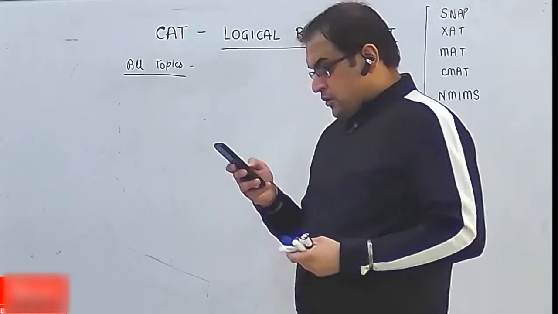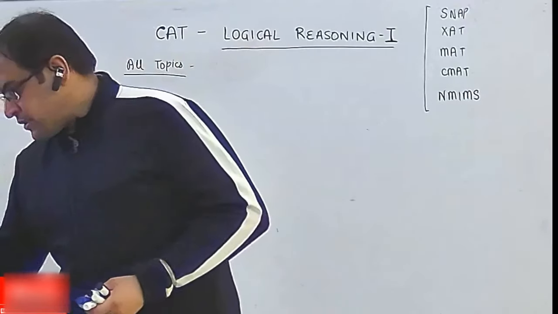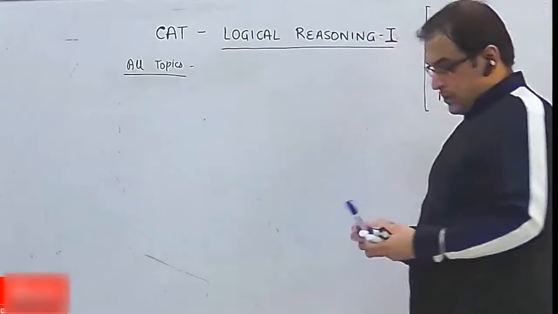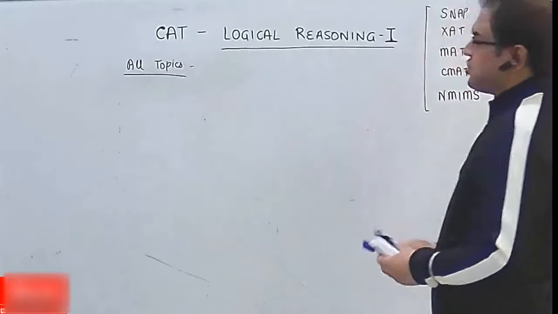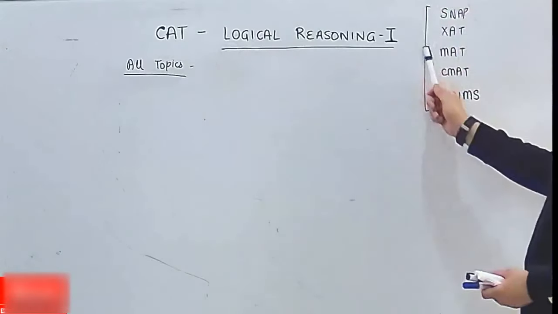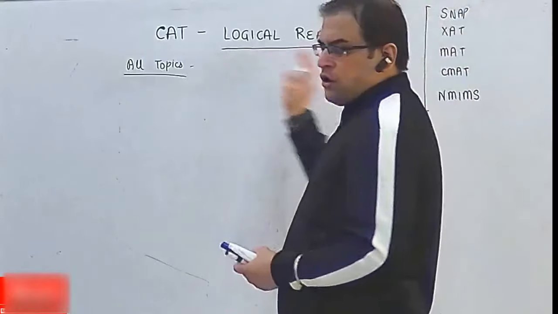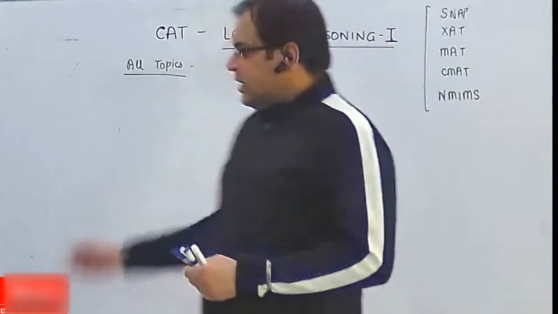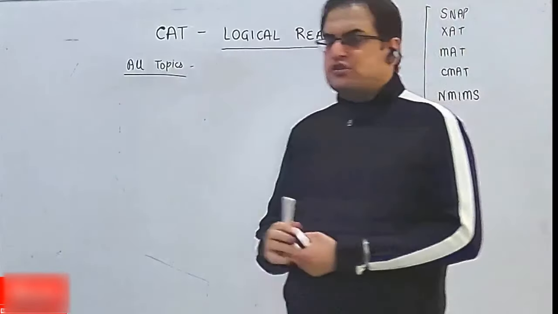All right. So okay students, so we'll be starting up. Let us start with the topics. First, students, I'll tell you all the topics that are there in the logical reasoning section, and that too from the point of view of CAT, SNAP, XAT, MAT, CMAT, and NMIMS. So we'll be covering in logical reasoning all the examinations. Mainly we'll be covering CAT, but we'll do the reasoning for other examinations also.